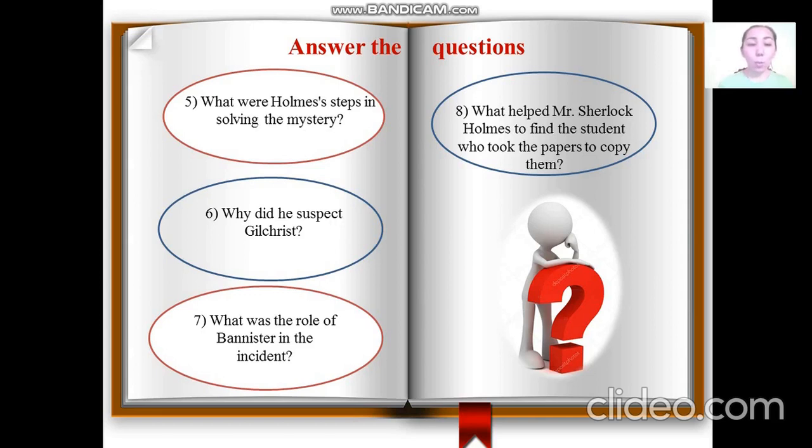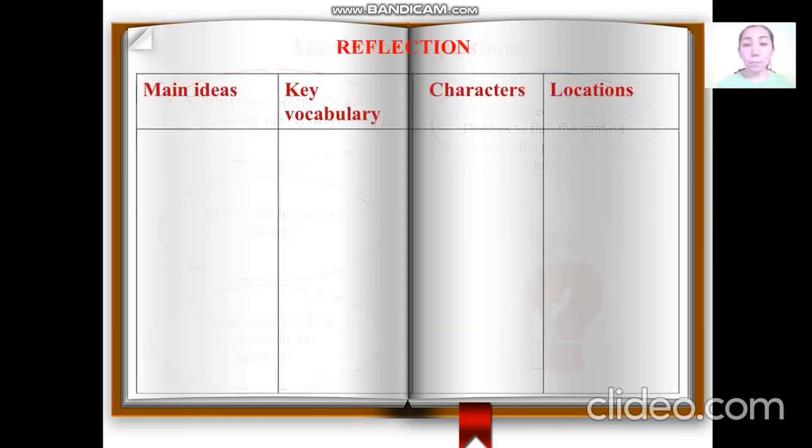Question 6. Why did he suspect Gilchrist? Seventh, what was the role of Bannister in the incident? Question 8. What helped Mr. Sherlock Holmes to find the student who took the papers to copy them?